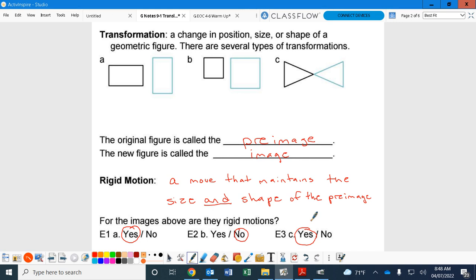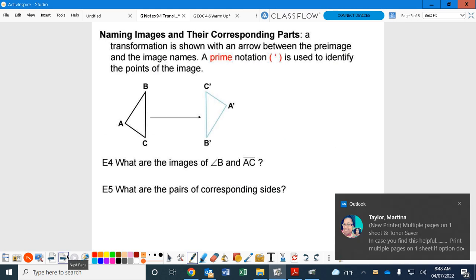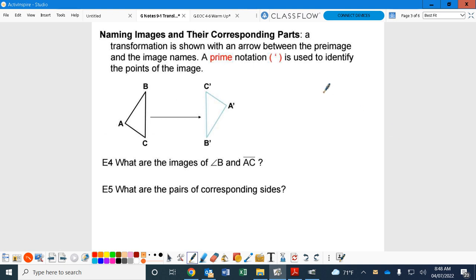Wonderful. Then we are going to go and do our first transformation, which is to deal with a translation. Naming them, guys, you're going to see this starting off as your pre-image. You're going to have this as your image. When you see it, a transformation is shown with an arrow in between.